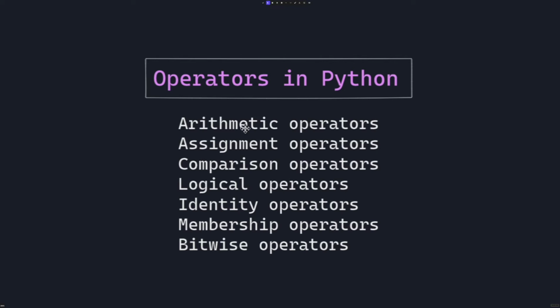So the classification goes here. We have arithmetic, assignment, comparison, logical, identity, membership and bitwise operators. So let's learn about these one by one with examples and definitions.